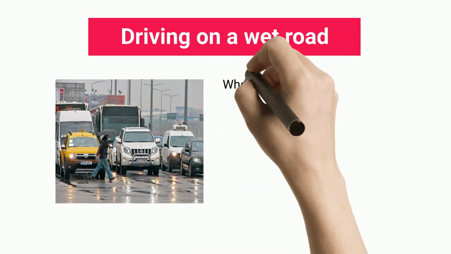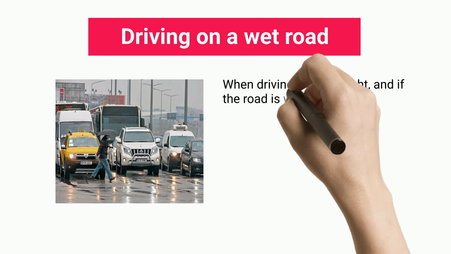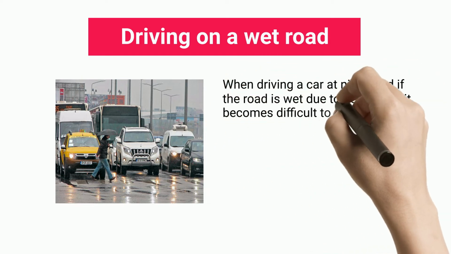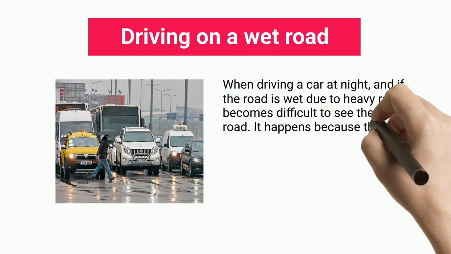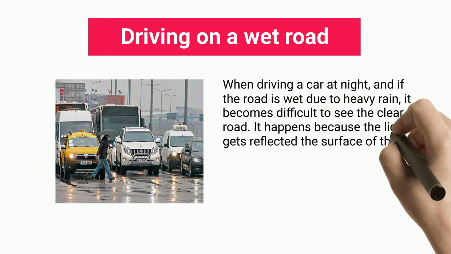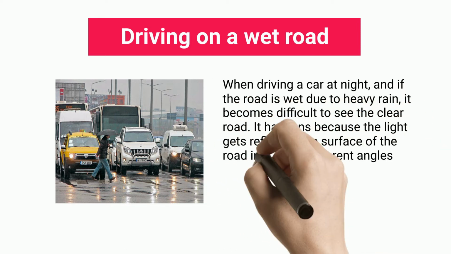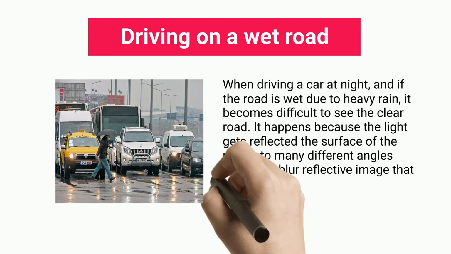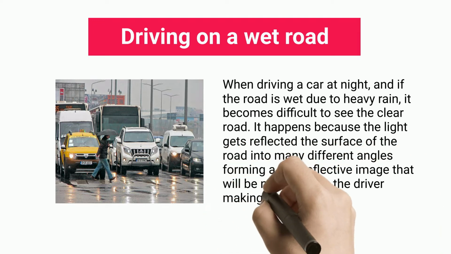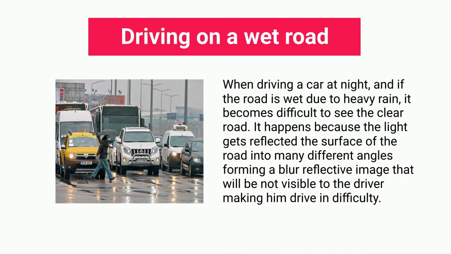Driving on a wet road. When driving a car at night, and if the road is wet due to heavy rain, it becomes difficult to see the clear road. It happens because the light gets reflected from the surface of the road into many different angles, forming a blurred reflective image that will not be visible to the driver, making him drive with difficulty.